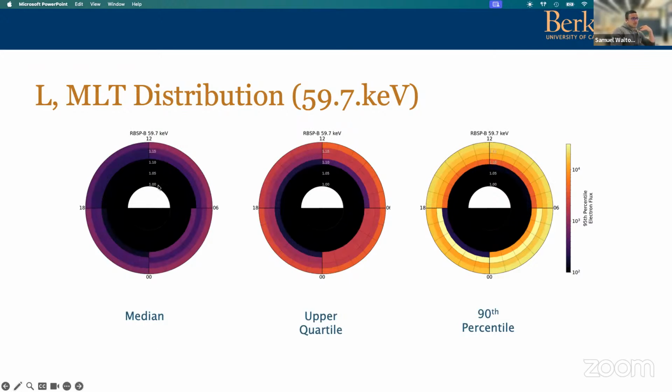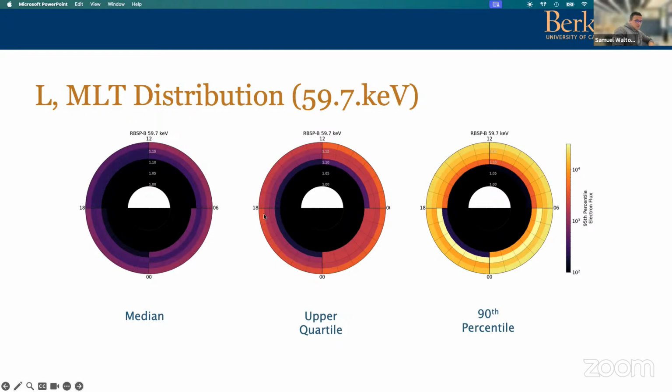Just simply the median on the left, upper quartile, and 90th percentile. Oh, sorry, that should say 95th percentile of data on the right-hand side. Fluxes as a function of L and MLT, and this is all below L of 1.2. So just a quick description of what we're seeing here.